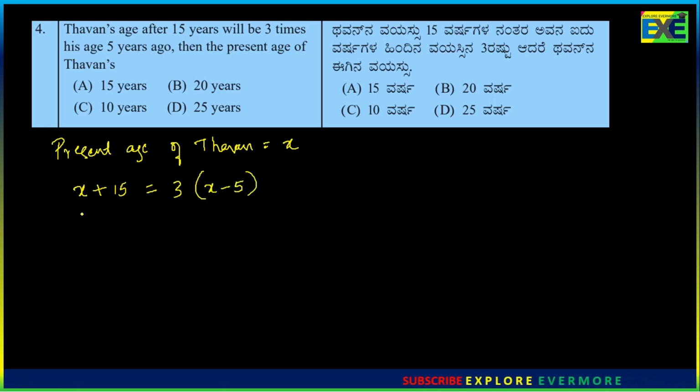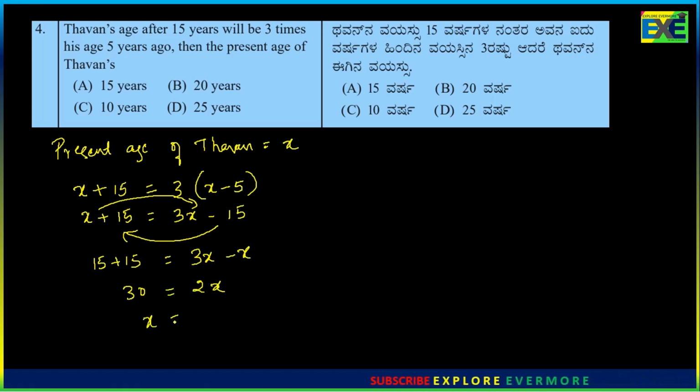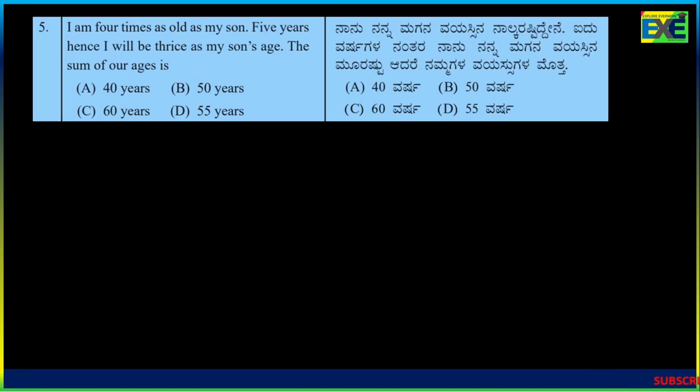Now let's solve it. We get x plus 15 is equal to 3x minus 15. So we get 15 plus 15 equal to 3x minus x. So this is 30, which is equal to 2x. Now x is 15. So the right option here is option A. This is also a quite simple question. Now let's see one more type of question.